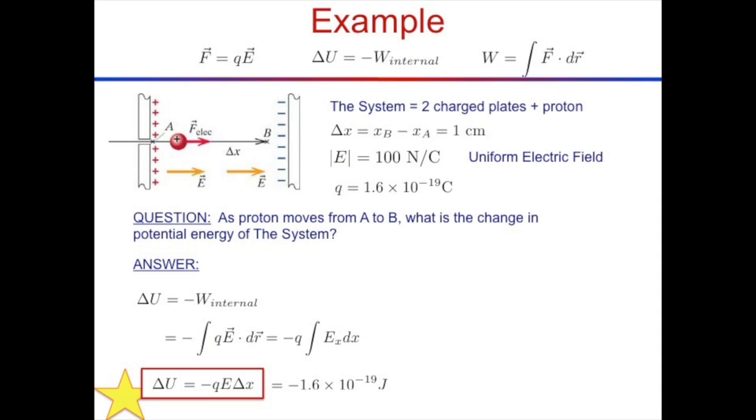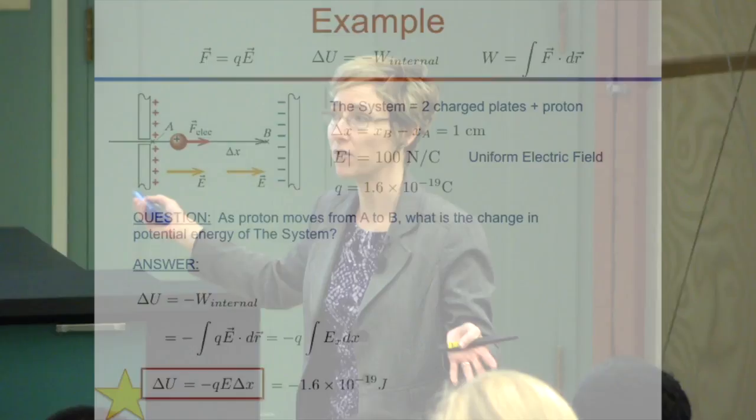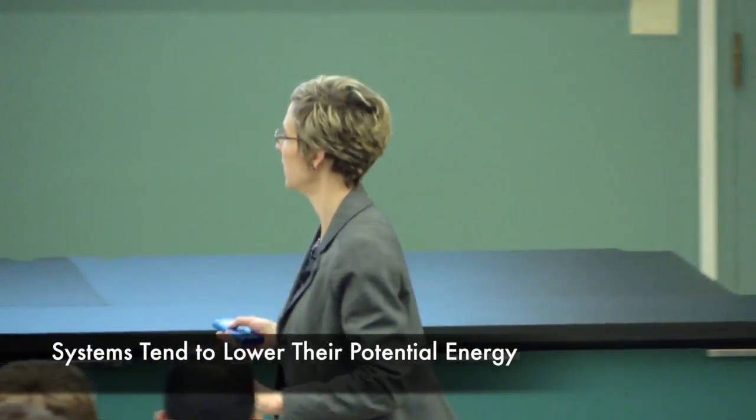One of the ways that we can think about that is that if I let a system just do what it would naturally want to do, in this case, we moved the proton from A to B. However, if we had just let the proton go, it would have naturally moved from A to B, right? Because protons move along the electric field direction. So it's doing what it would naturally like to do, which tends to lower its potential energy.